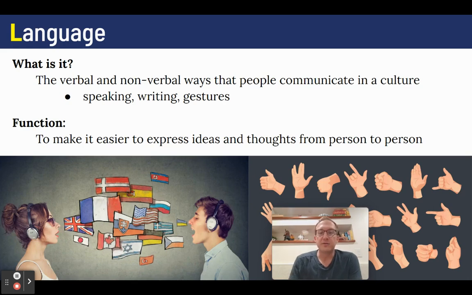Now, why do we do that? Why do we have different languages? Why do we have different gestures? It's really to make it easier to express the ideas that are inside our heads, and so we can communicate those ideas to another person.